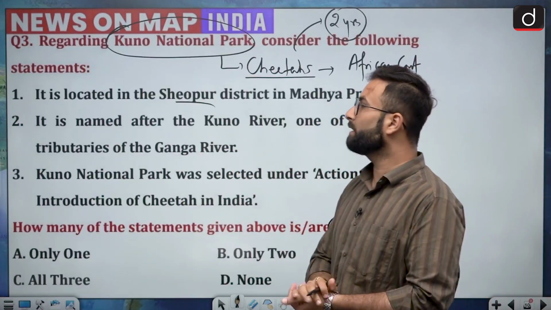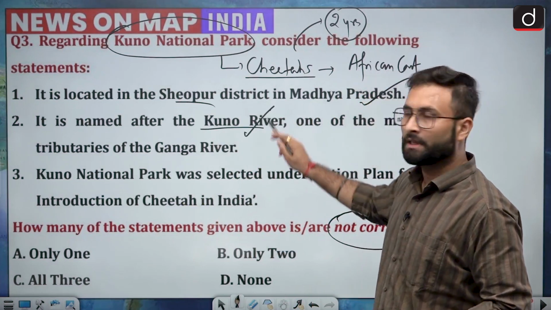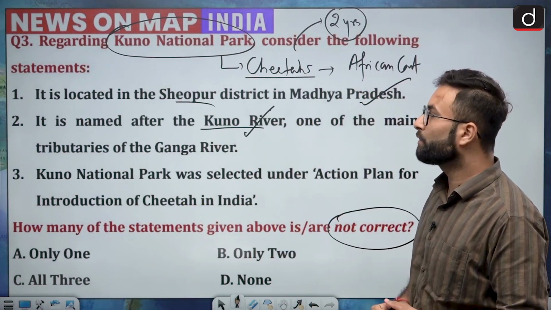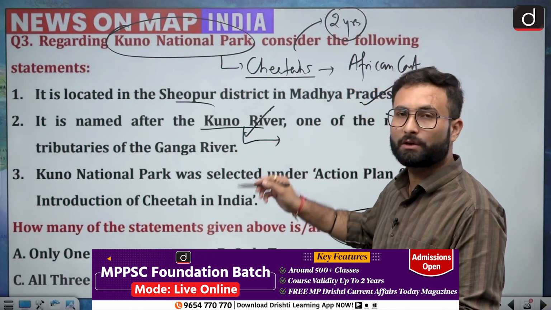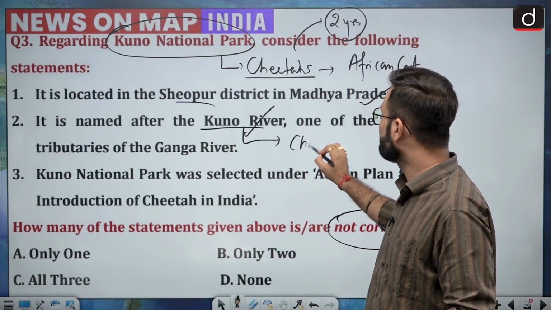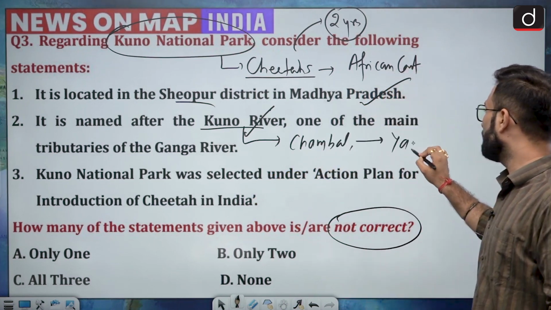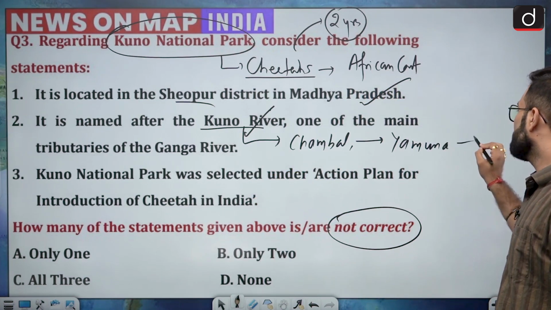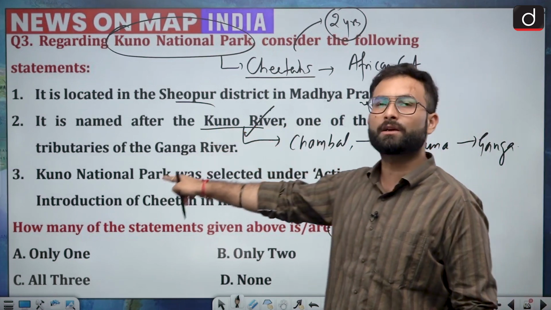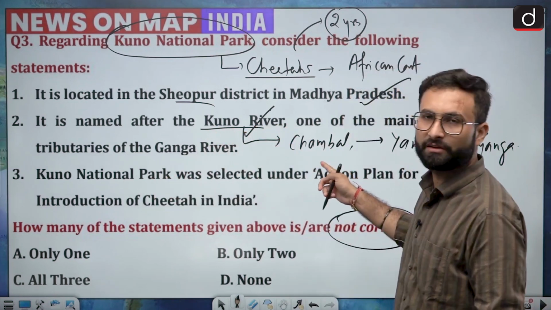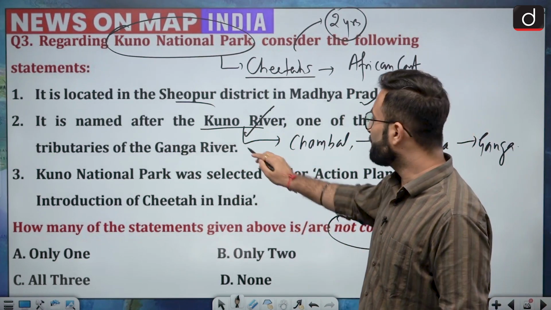Now coming to the second one, it is named after the Kuno river. Till here it is correct. Then coming to one of the main tributaries of Ganga. Kuno is not a tributary of Ganga. Kuno is a tributary of Chambal, and Chambal is in turn a tributary of Yamuna, and Yamuna is a tributary of Ganga. So we cannot say that Kuno is a direct tributary of Ganga. It is a tributary of the Chambal river, which is a tributary of Yamuna, and Yamuna is a tributary of Ganga. So this statement becomes incorrect.